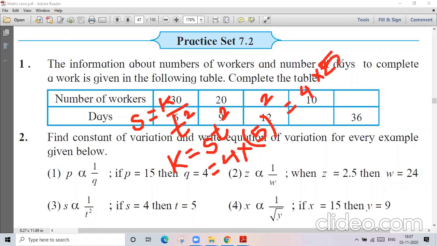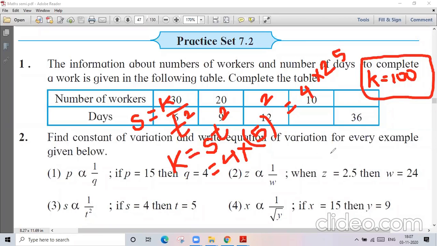Your answer will be k is equal to 100. Sorry, k is equal to 100. Okay, your k is equal to what? K is equal to 100. So this is the constant of variation and equation क्या आली?